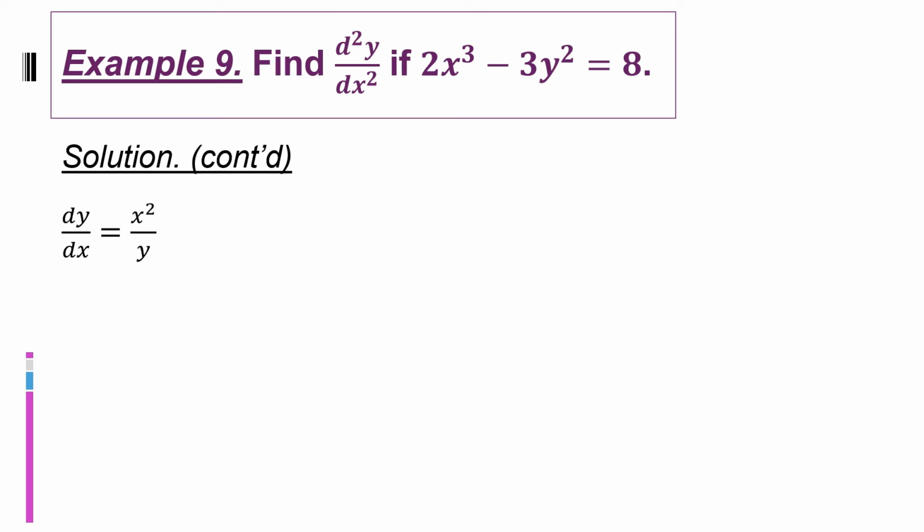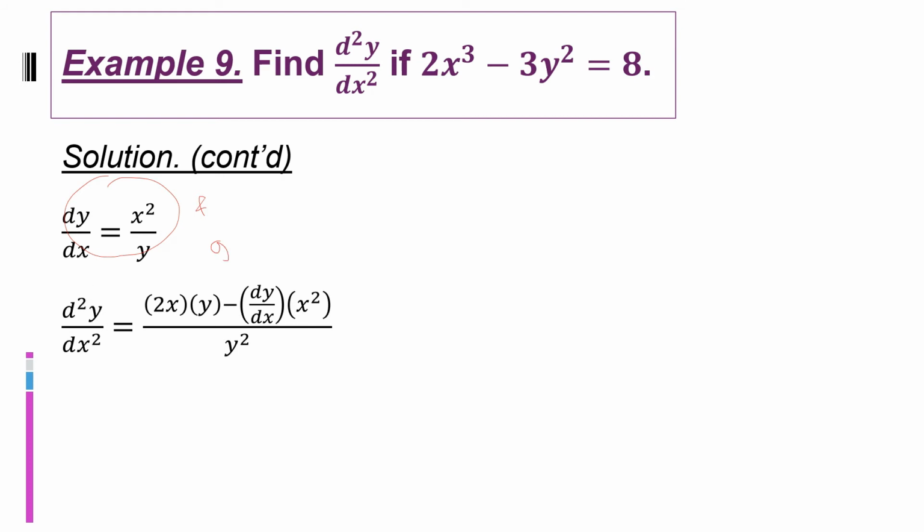Now, yun pa lang yung first derivative natin. And we want the second derivative. So, we will take now the derivative of this. Okay, since this is a quotient, gamitan natin ang quotient rule. This is our f, and this is our g. So we have f prime times g, so we have 2x times y, minus g prime is 1 times dy over dx, times f, which is x squared, all over g squared, which is y squared. Simplifying, we have 2xy minus x squared dy over dx over y squared.